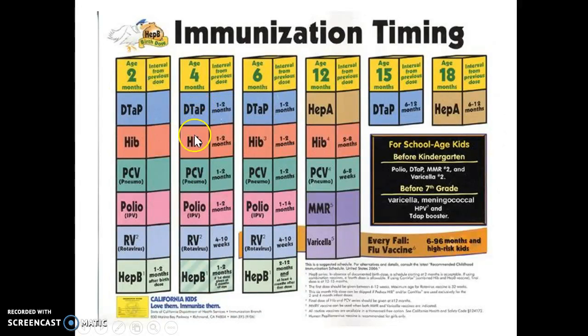At 4 months, very similar to 2 months. 2, 4, and 6 are pretty much the same. Then at 12 months, you come back in, and this is where you start Hep A. You get the last of the Hibs, pneumococcal. You start the MMR and the Varicella, and there's some combinations they have now of those. The recommendation is at 15 months, the last DTaP. At 18 months, the Hep A, and then before school you get a booster of just about everything. And then before 7th grade, we're now starting boosters, or we've been doing that for a few years now, having boosters.